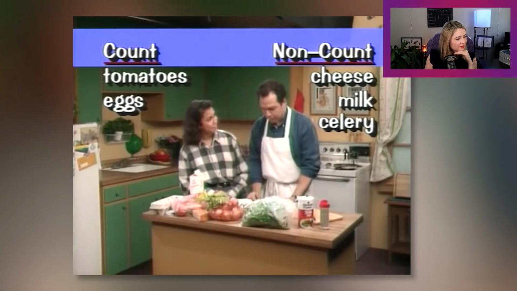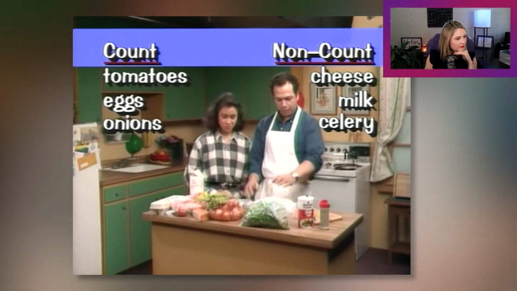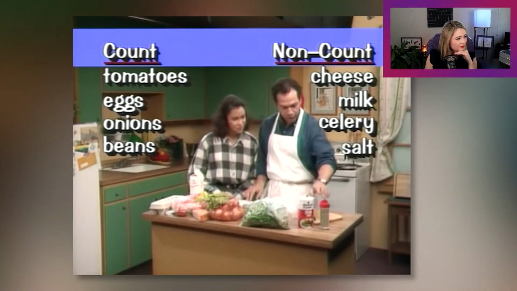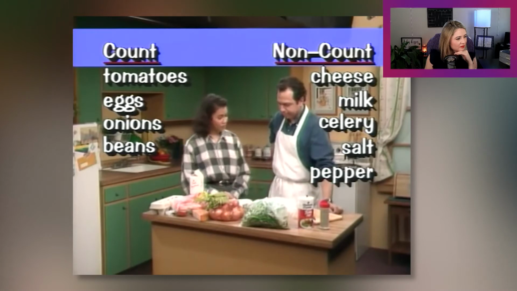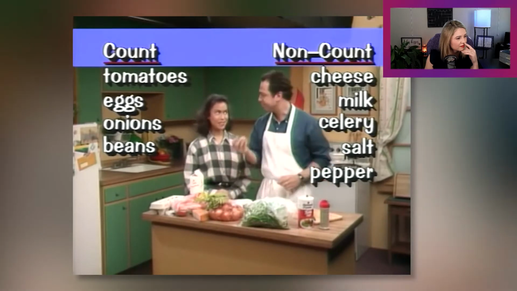What else do you need? I think I have everything else. Here are the onions. Here are the beans. Here's the salt. And here's the pepper. So you have all the nouns you need? I do. This non-count casserole is going to be great. I can't wait to taste it.